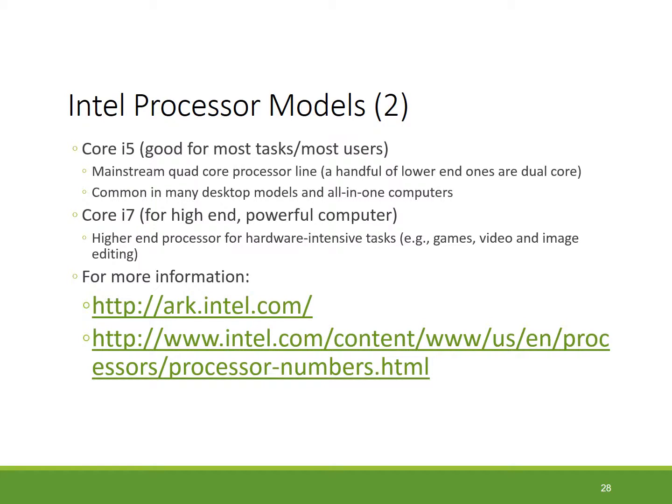Okay, the i5 is good for most tasks or most users. Mainstream quad core, that's 4 cores, and on a handful of the lower end i5s, they're actually dual core, so you need to make sure which version of the i5 you're getting. It's common in many desktop models or some of the all-in-one computers.